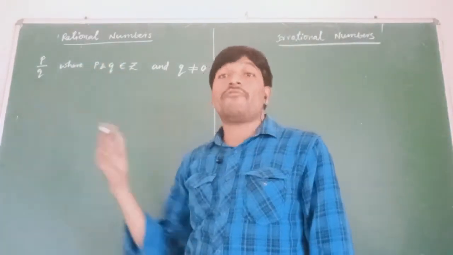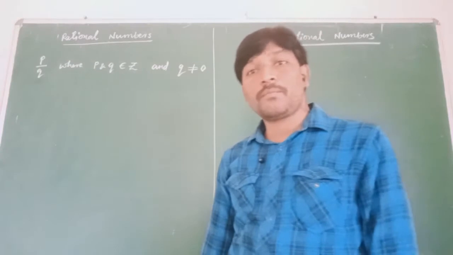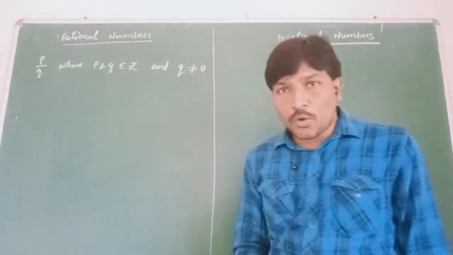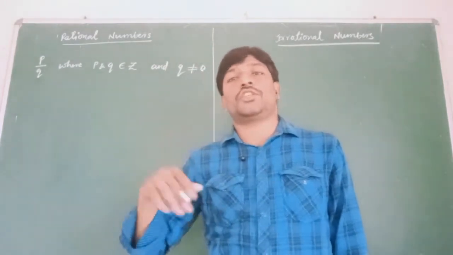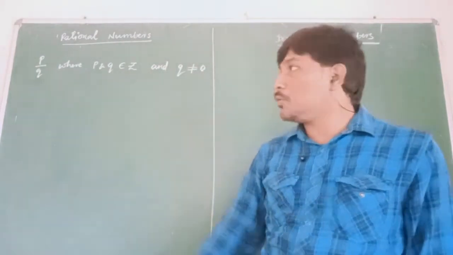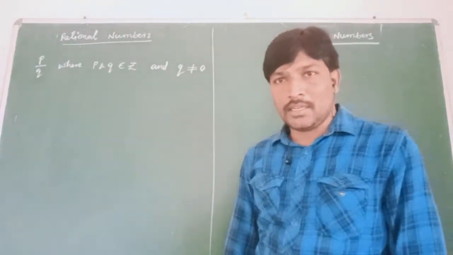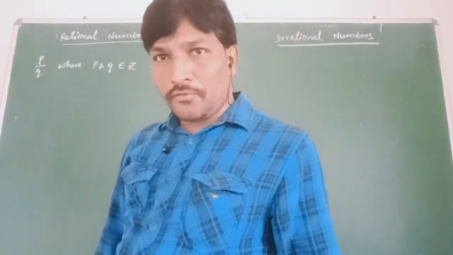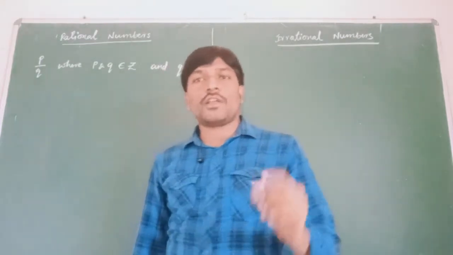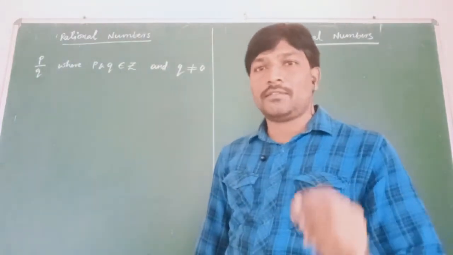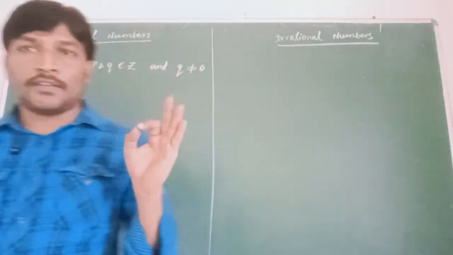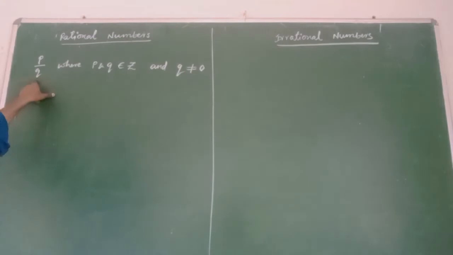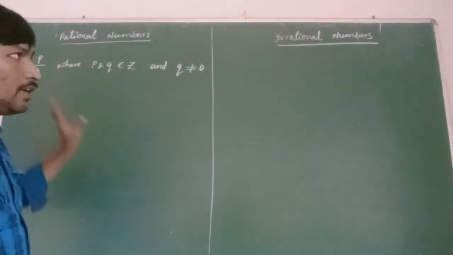P by q is nothing but a fraction form. That means not only the numbers which are already in the form of p by q, but also numbers which are possible to write in the form of p by q, come under rational numbers. So rational numbers are a group of numbers in the form of a fraction, or which are possible to express in the form of p by q.